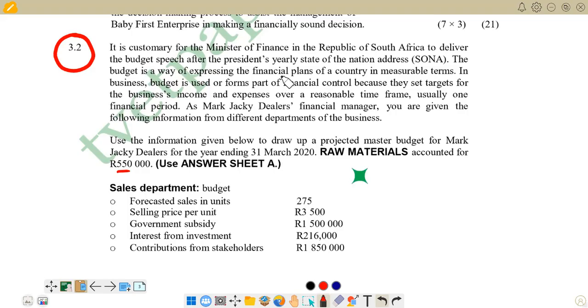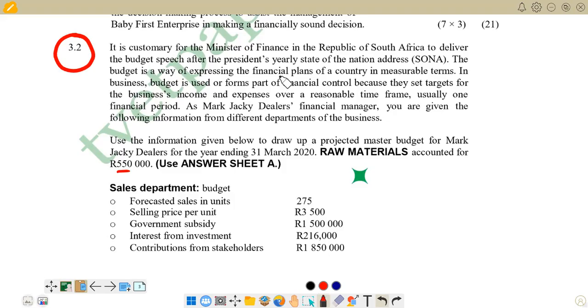We can also try to understand what we mean by a projected master budget. Basically, a projected master budget is the aggregation of all the lower level budgets which are prepared by various functional areas of the business. When you integrate those budgets from different functional areas, we come up with what we call a master budget. In other words, it covers all the budgets that are prepared at that business. When you bring them together, they form a master budget. It also shows a company's projected income and expenses for a specific period, usually a period of 1 year.